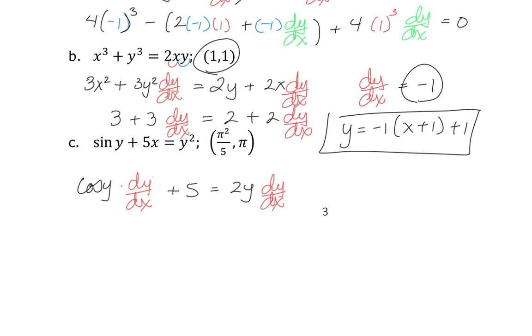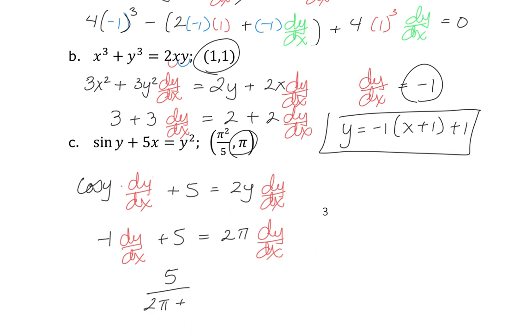All right, actually, let's do the evaluation. So the cosine of pi is -1. So it'll be -1 multiplied by dy/dx plus 5 is equal to 2. My y again is pi, so 2 pi dy/dx. Adding dy/dx to both sides and dividing by the coefficients, I have 5 over 2 pi plus 1 is equal to dy/dx.